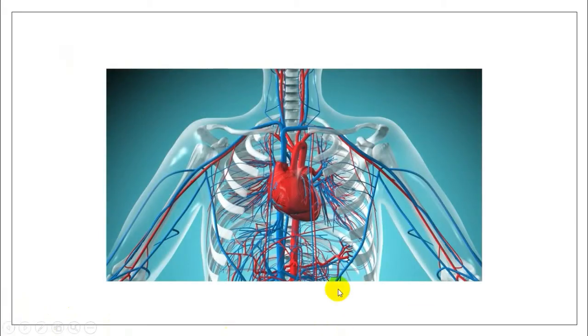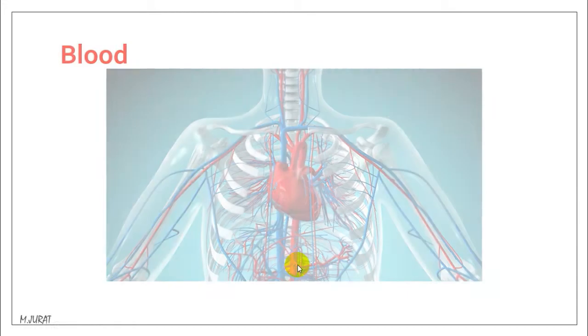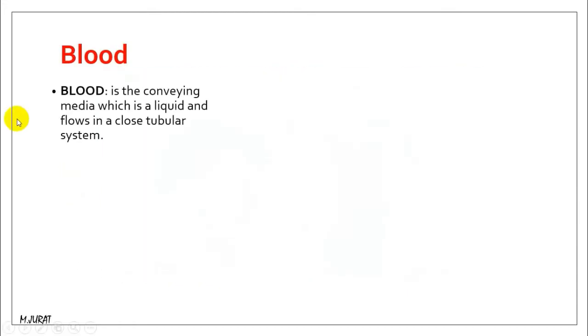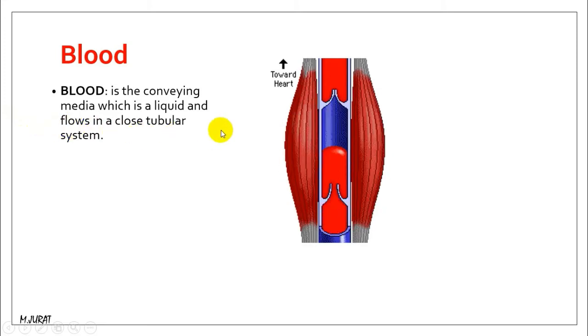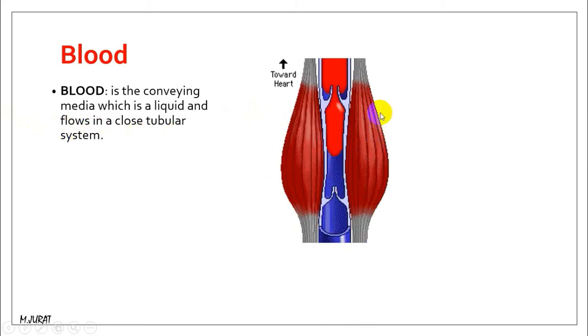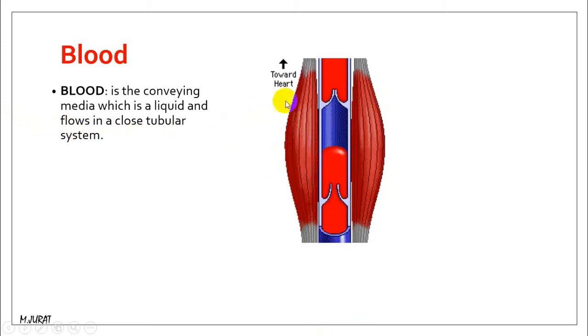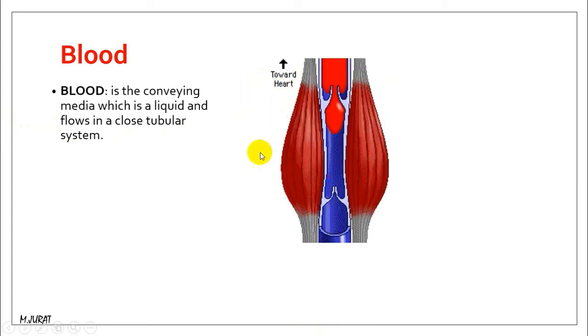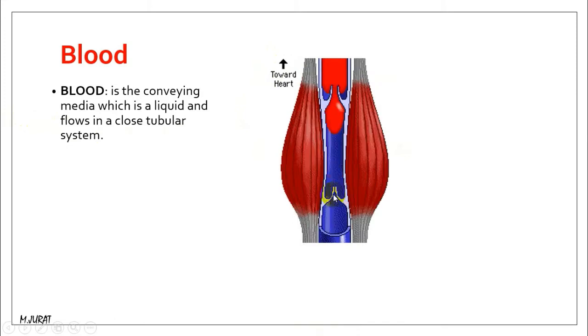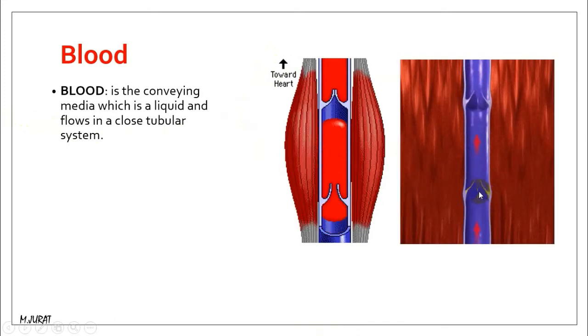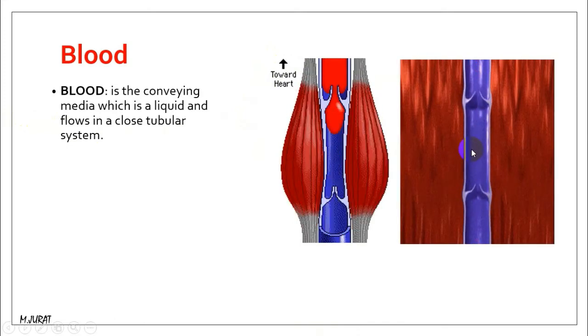As we said, the circulatory system contains the heart, blood vessels and blood inside the blood vessels. So now let's start our lesson with blood. Blood is the conveying medium, a liquid that flows in a closed tubular system, I mean in veins. For example, in this diagram it flows toward the heart, and as you can see there are valves inside the veins preventing the backward movement of blood.